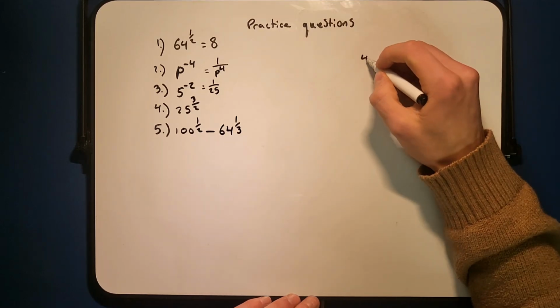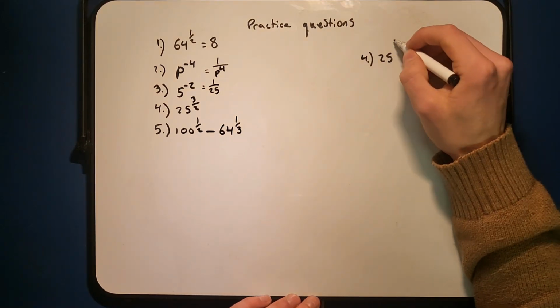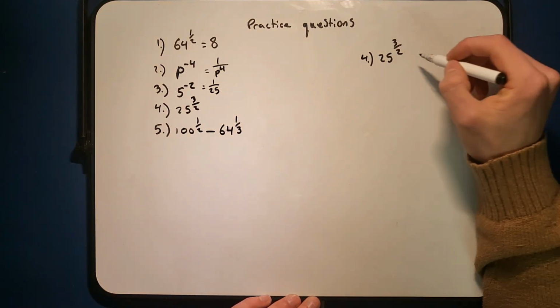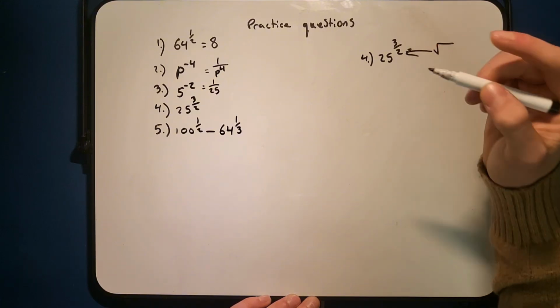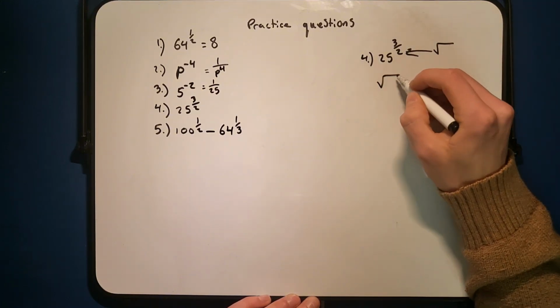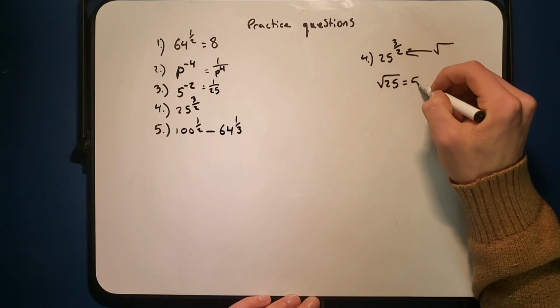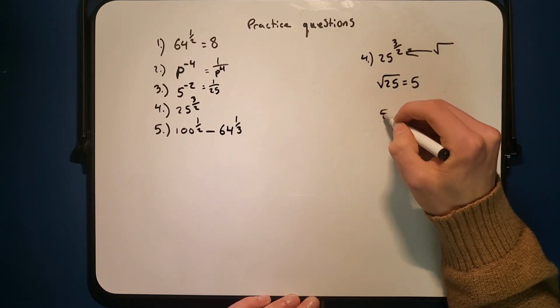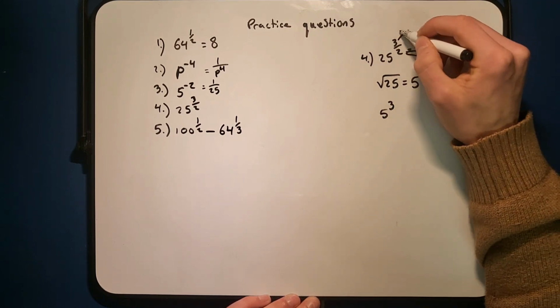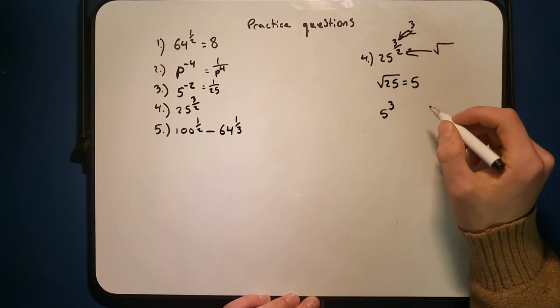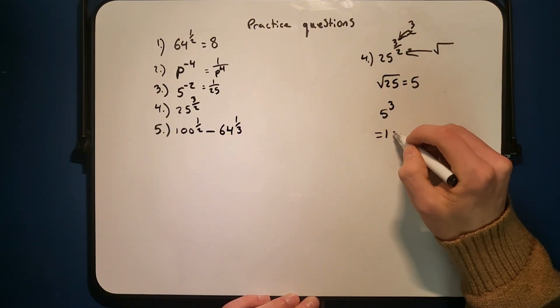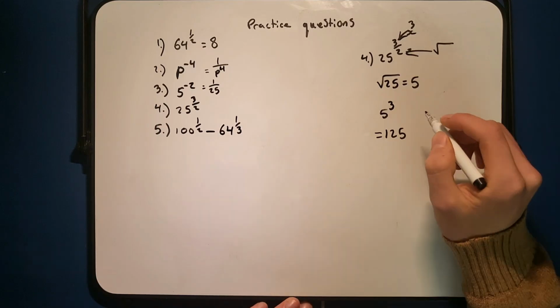For question 4, we have 25 to the power of 3 over 2. First, we're going to square root, because that is in our denominator, a 2. So that will be square root 25, which will be 5. And then 5 to the power of 3, as we have 3 in our numerator, we're going to do 5 cubed, which is going to equal 125.